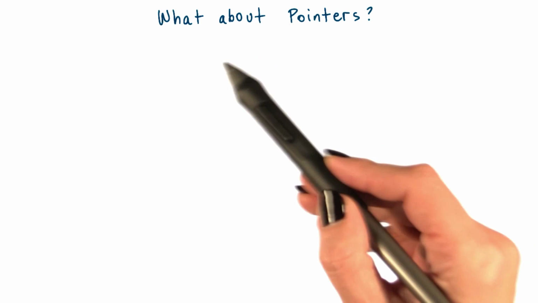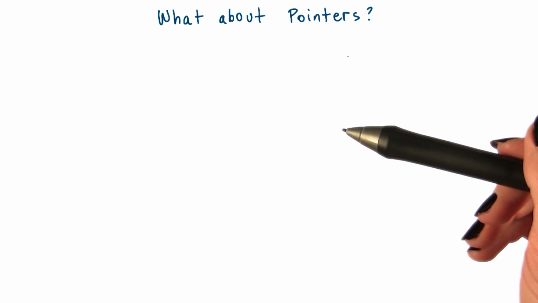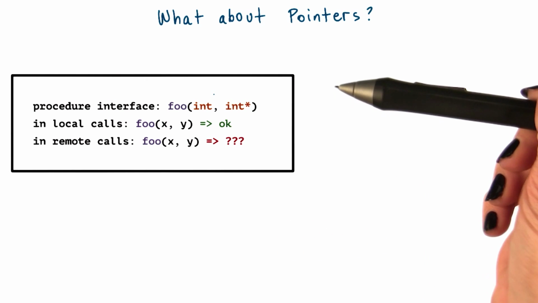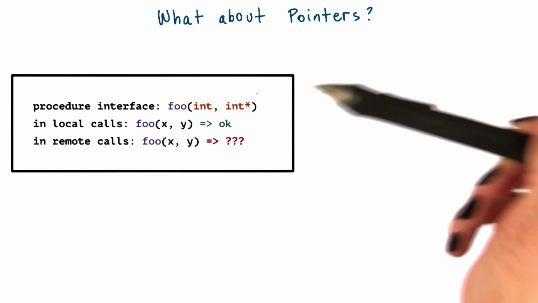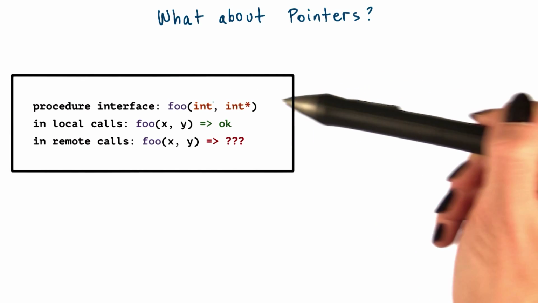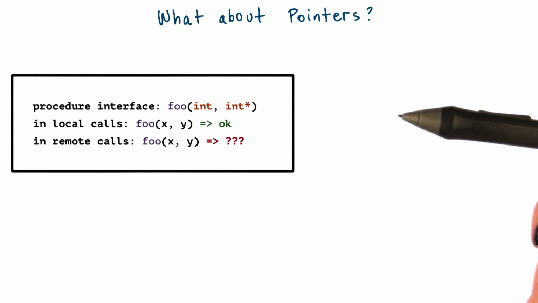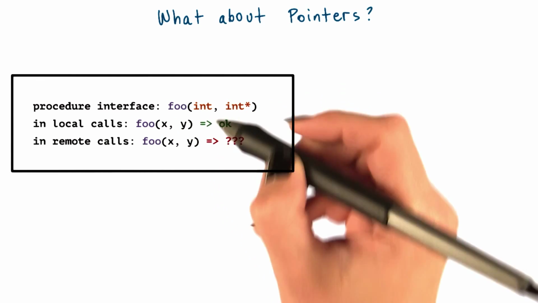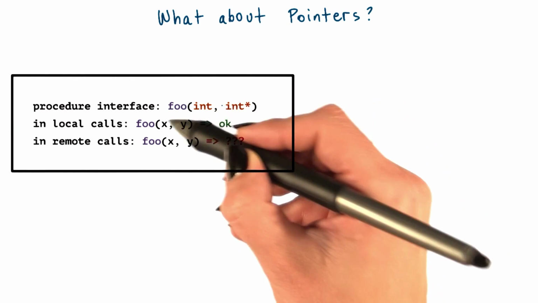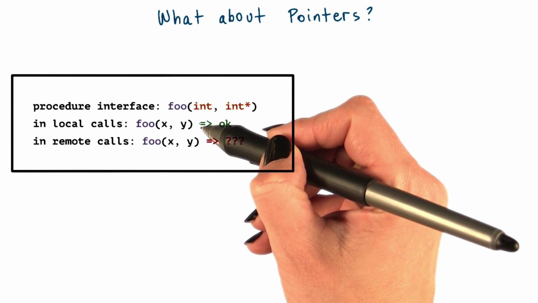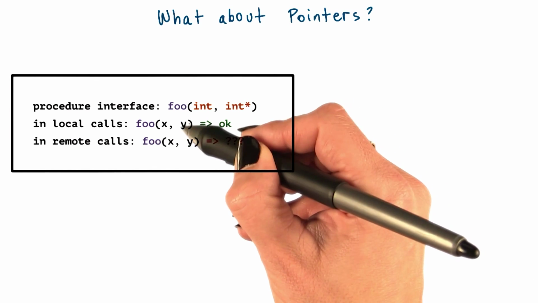A tricky issue when it comes to RPCs is the use of pointers as arguments to procedures. In regular procedures, it makes perfect sense to have procedures like this foo that takes two arguments, an integer, and the second argument is a pointer to an integer or even an integer array. So when this procedure is called, the second argument is a pointer to some address in the address space of the calling process where the particular variable, this argument, is stored.